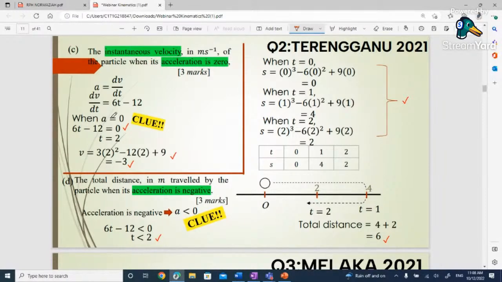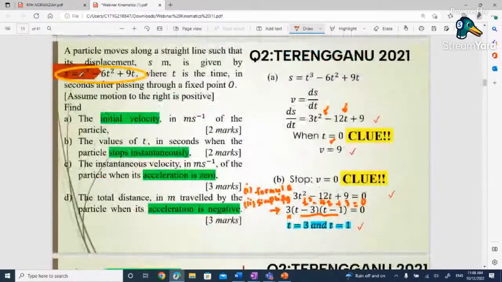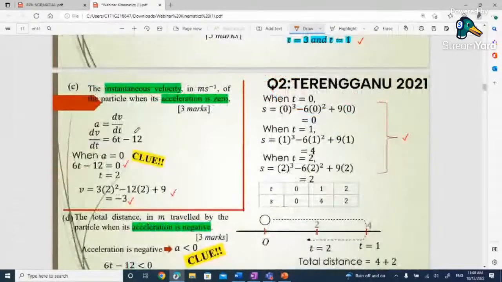Okay? So what is A? Yang kita ada previously is kita dah ada S, displacement. We have V, kita dah ada. Now we want to find A. So kalau kita nak cari A, how do we find A? A ni kita dV/dt. So we differentiate the velocity. So kita dapatlah 6t minus 12. Kalau question kata acceleration is 0, that means A equals to 0. So we can find the value of T. Okay, T equals to 2.